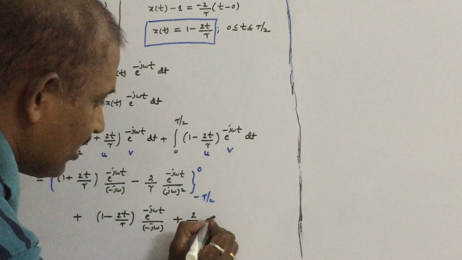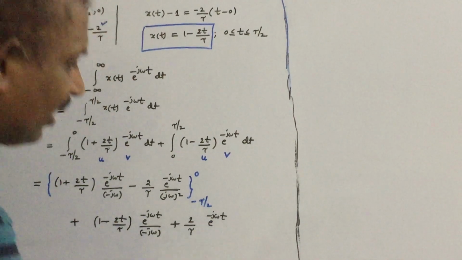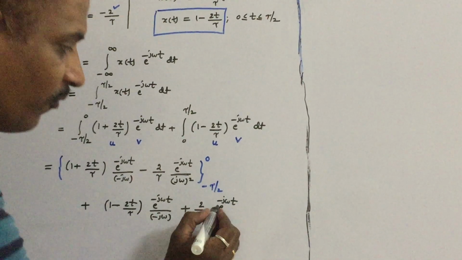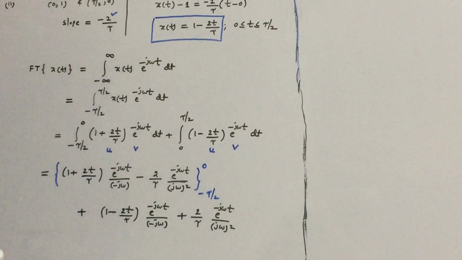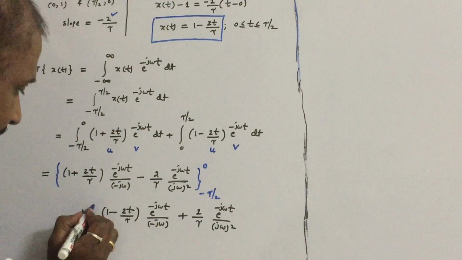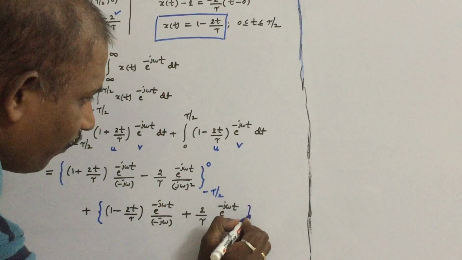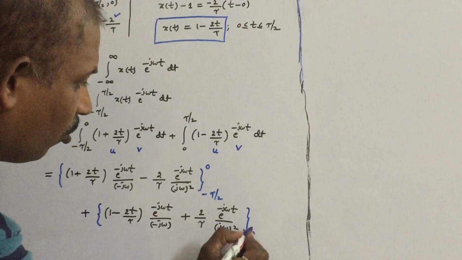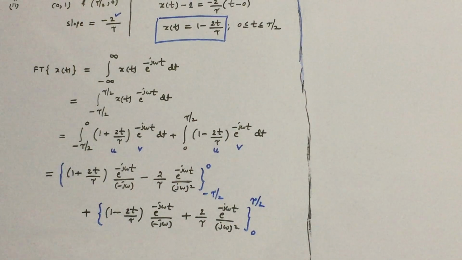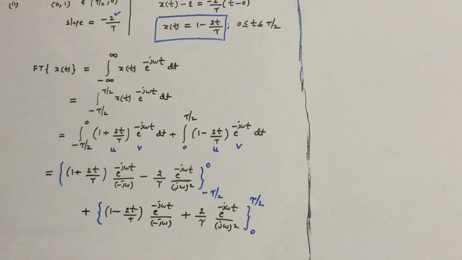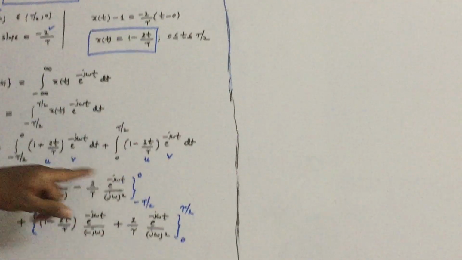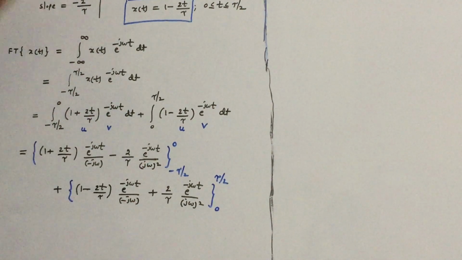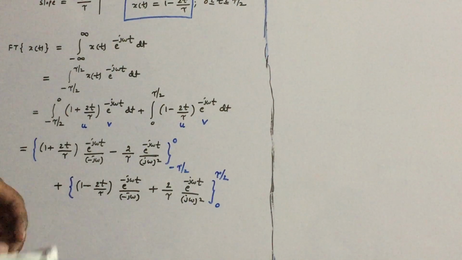What is the integration of e power minus j omega t? e power minus j omega t by minus j omega. If you again integrate, e power minus j omega t by j omega whole square. So in these terms, the integration of uv rule is very important. In this problem, 0 to tau by 2. Just substitute the limits and simplify, and the answer will come. So substitute t equal to 0 and t equal to minus tau by 2 in this. Okay, let us find out the Fourier transform of x of t.